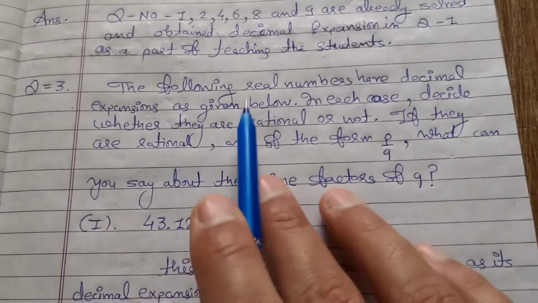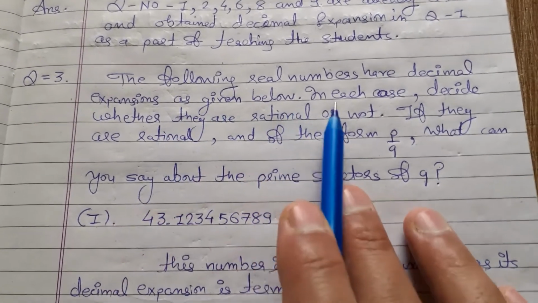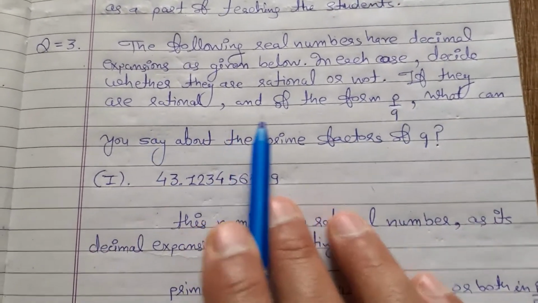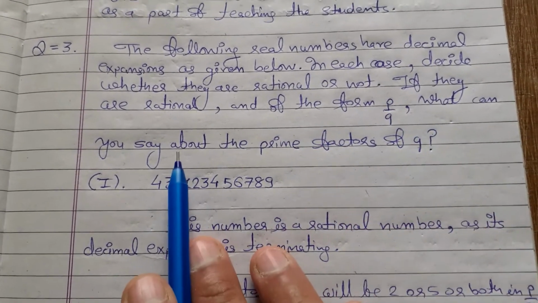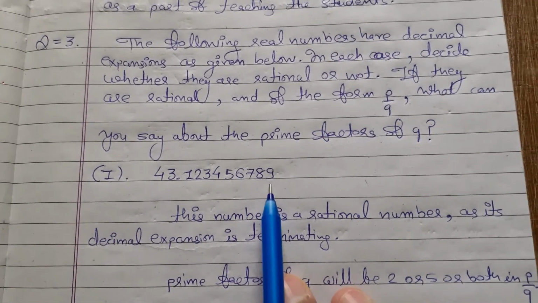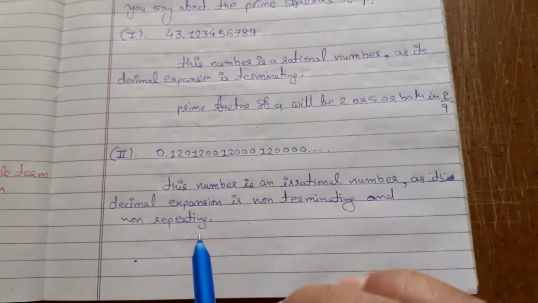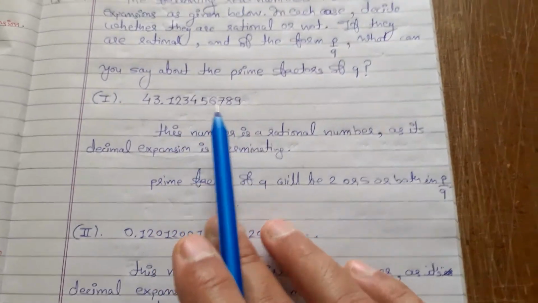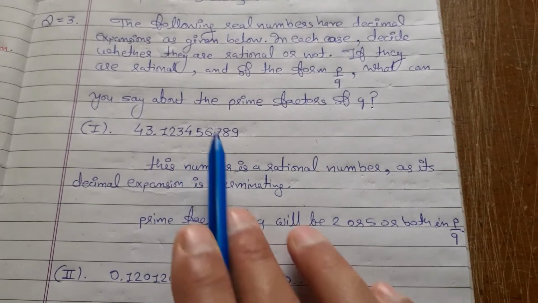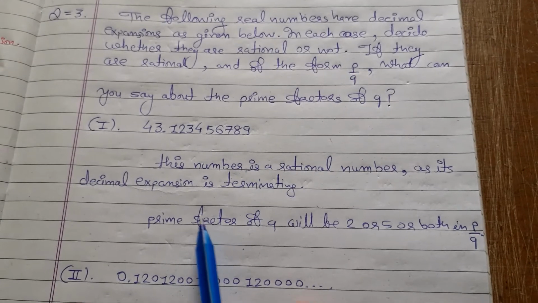Question number 3. The following real numbers have decimal expansions as given below. In each case, decide whether they are rational or not. If they are rational and of the form p by q, what can you say about the prime factors of q? Here some decimal expansions are given. 3 questions are given on the basis of decimal expansion. You have to say the form of q and what can you say about the prime factors of q.